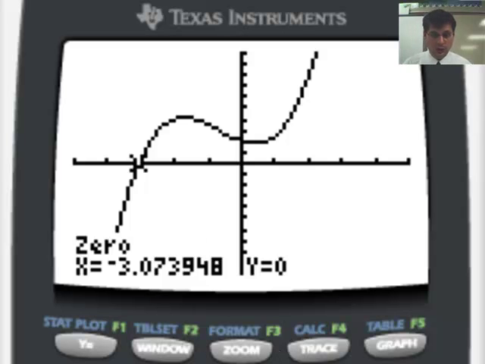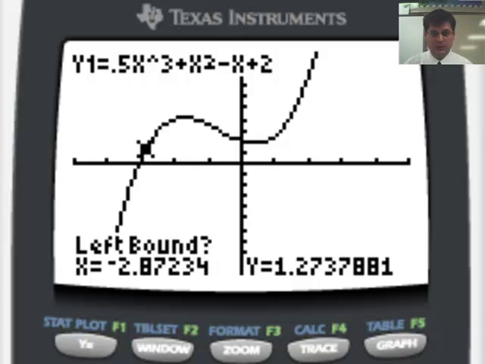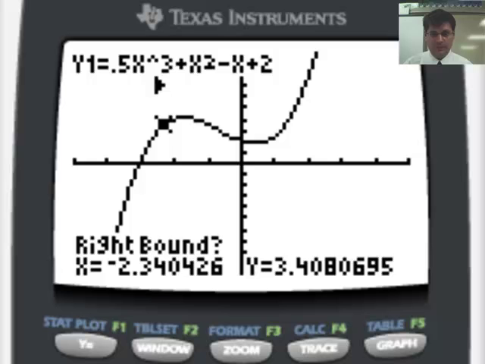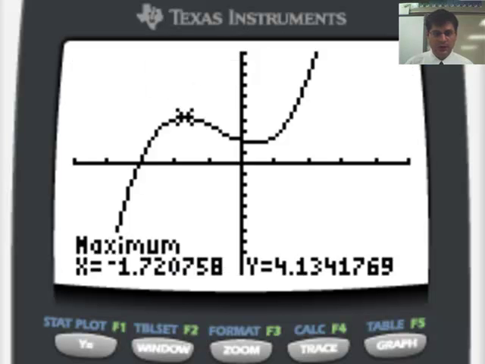We have one local maximum, so we'll just have to find one here. So that's going to be a maximum. That would have been option 4. So I'm going to go to the left of it, set my left boundary, then I'm going to go to the right of it, set my right boundary, and then just press enter. And this one is located at negative 1.7 and positive 4.1. So let me go ahead and make note of that.